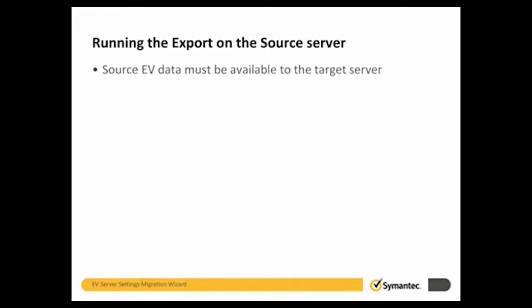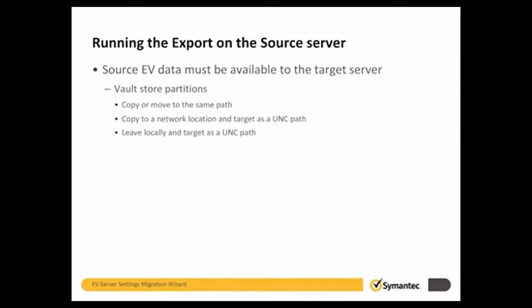Now that the export package has been created, the EV data must be made available to the target server. The Vault Store partition data can either be moved or copied to the same drive location, copied to a network share, or left on the existing server. The import will ask where the data is located so that the location can be updated with the proper information.